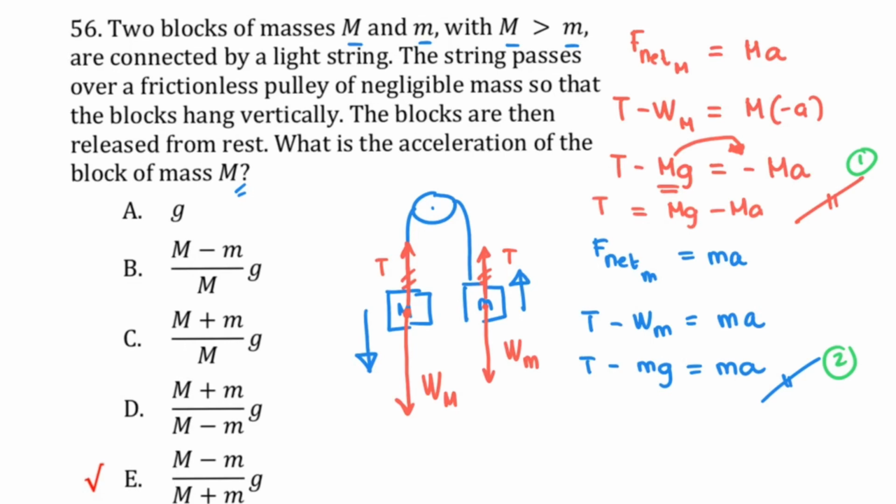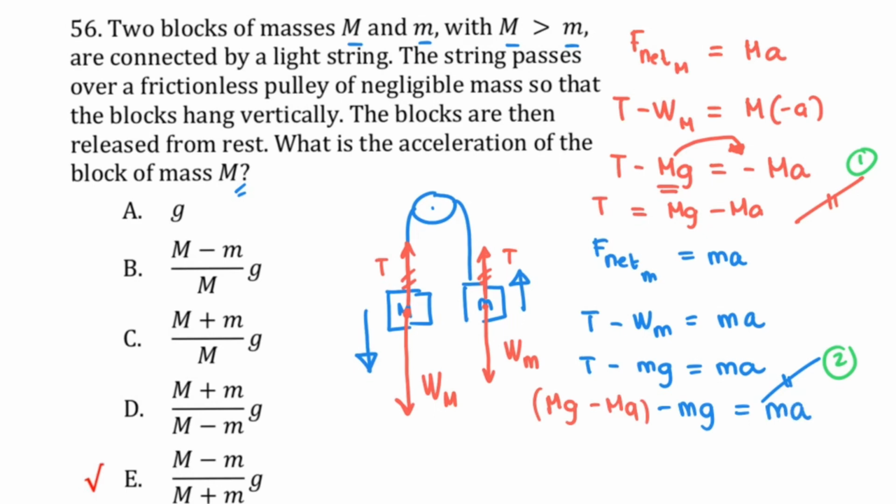Again, I'm just transposing this term to the other side, and by doing so it will become positive. The next thing that I'm going to do is to substitute this T, which is equal to capital Mg minus capital Ma, into the T that we have on the second equation. The second equation is T minus small mg is equal to small ma. So instead of writing T, I will now have capital Mg minus capital Ma, that's my T, minus small mg is equal to small ma.